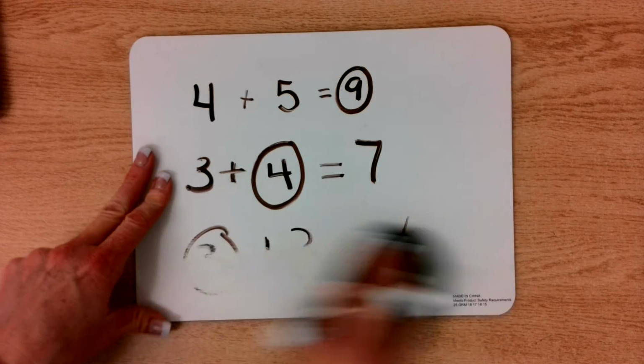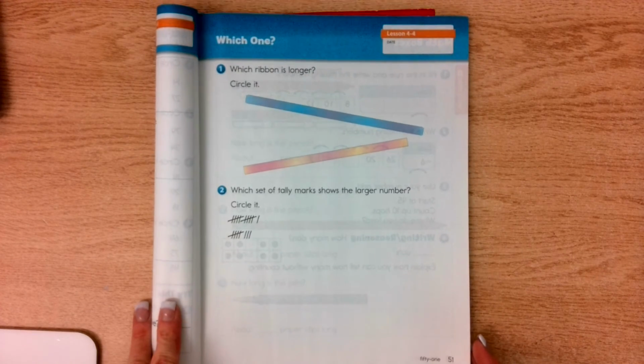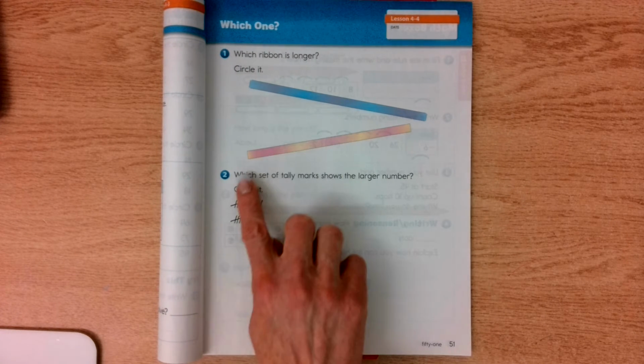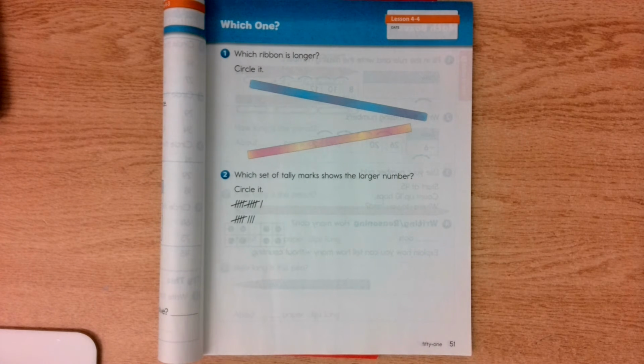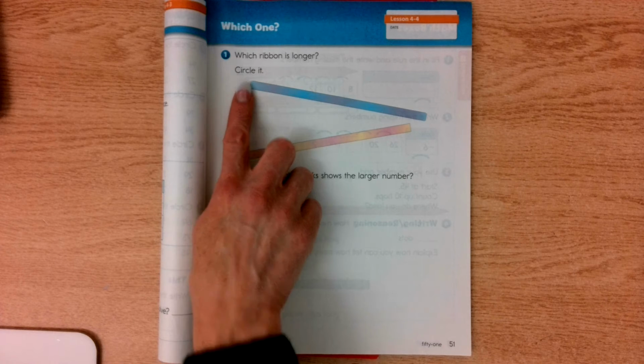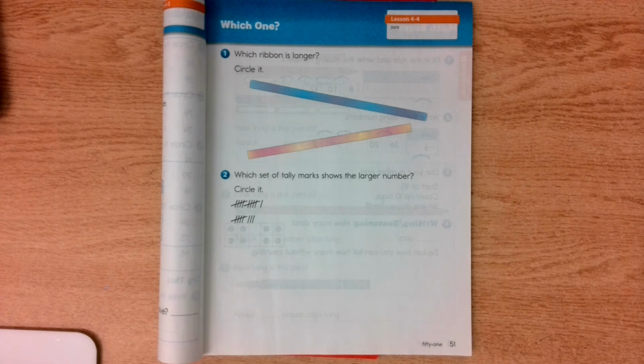Good job. So now what we're going to do is we're going to talk about our math message. And this math message is in your math workbook. So page 51 is the math message today. So it's asking you, which ribbon is longer? So is this blue ribbon longer or this red or pinkish and yellow one longer? It says circle it. So circle the ribbon that is longer.